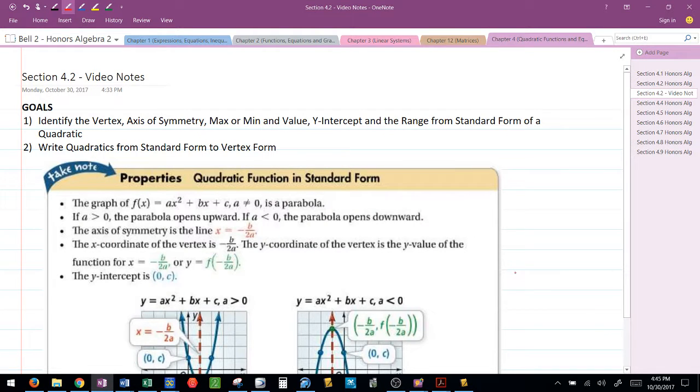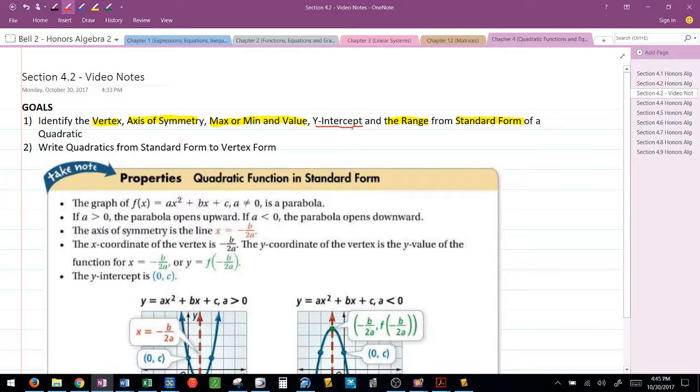Hi guys, so this lesson is an extension of 4.1 where we looked at all the different pieces of a quadratic when it was given to us in vertex form. So the first task that we have for today is we want to identify the same kind of things, the vertex, axis of symmetry, max or min and its value, and the range from this thing that's now called standard form. One other thing that we're going to add in there is how do you also find the y-intercept.